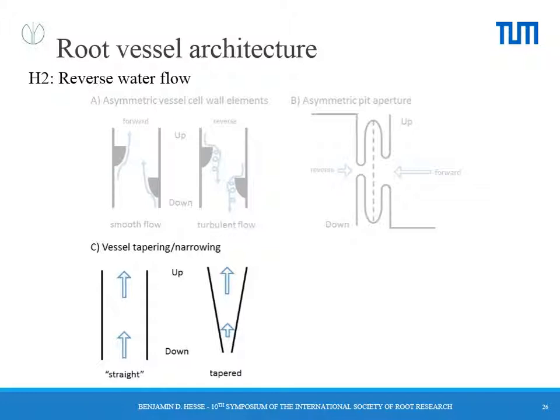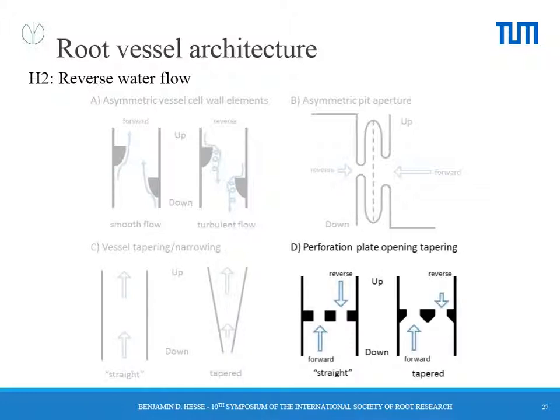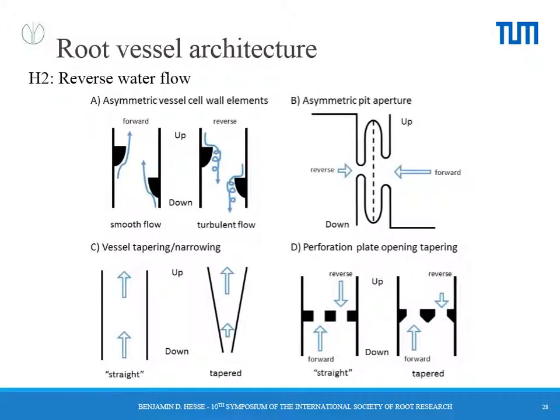So maybe this narrowing has a much higher significance within the roots. And the last idea was that maybe the perforation plates, the connection points between vessels, are also somehow asymmetric or have some extra material on one side, so they could also reduce the conductivity. These are just four very hypothetical ideas. We want to test them in the next step.